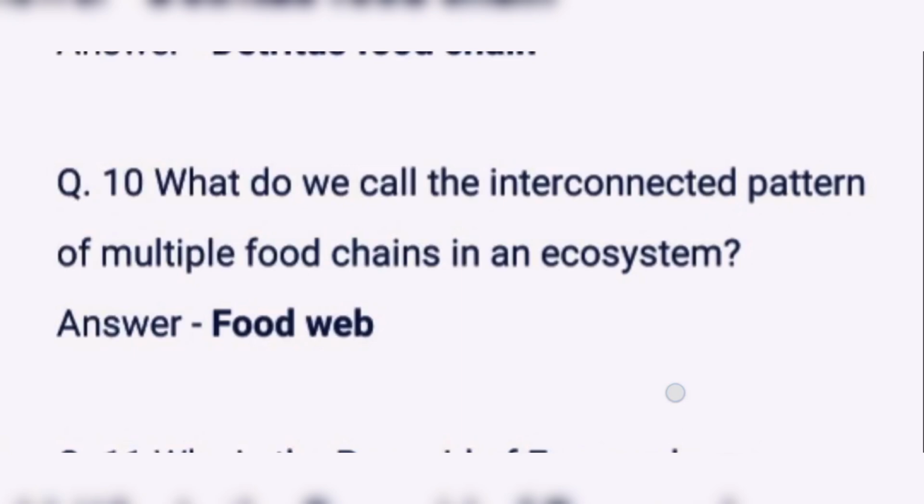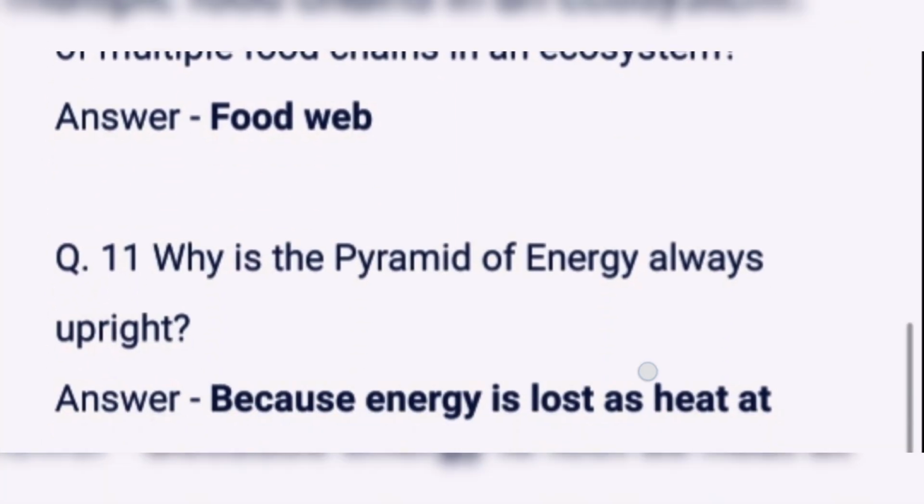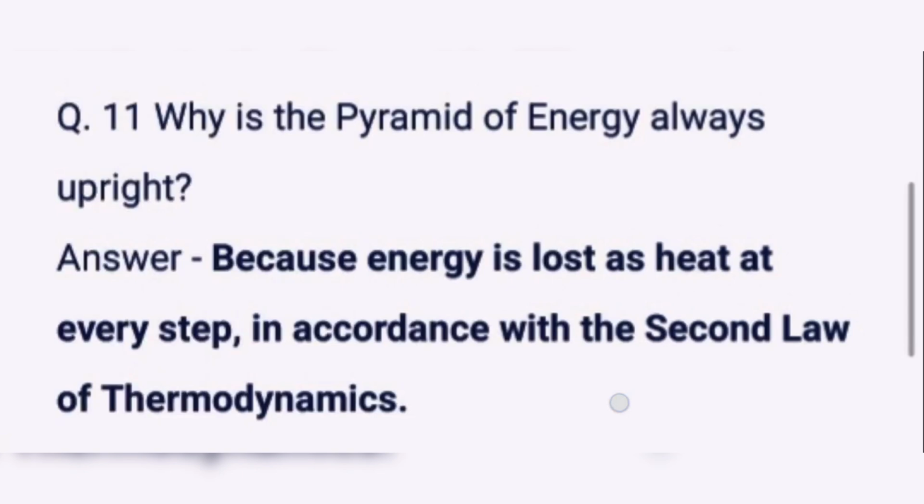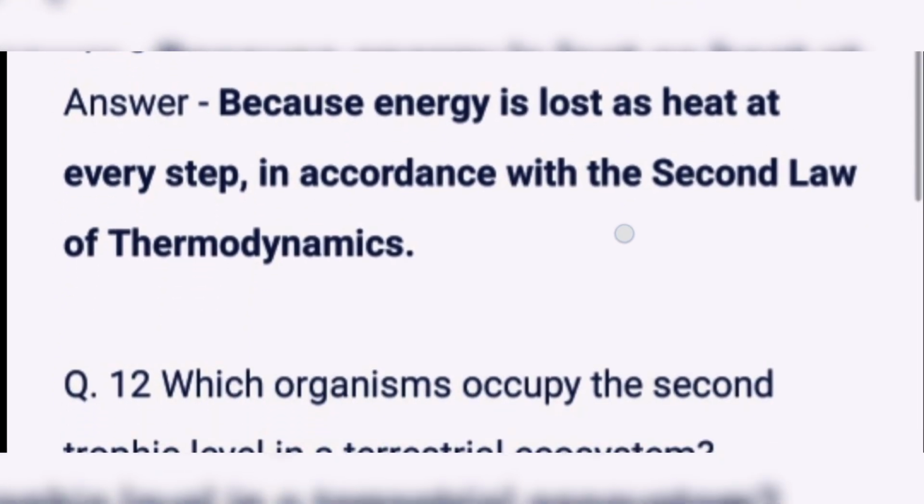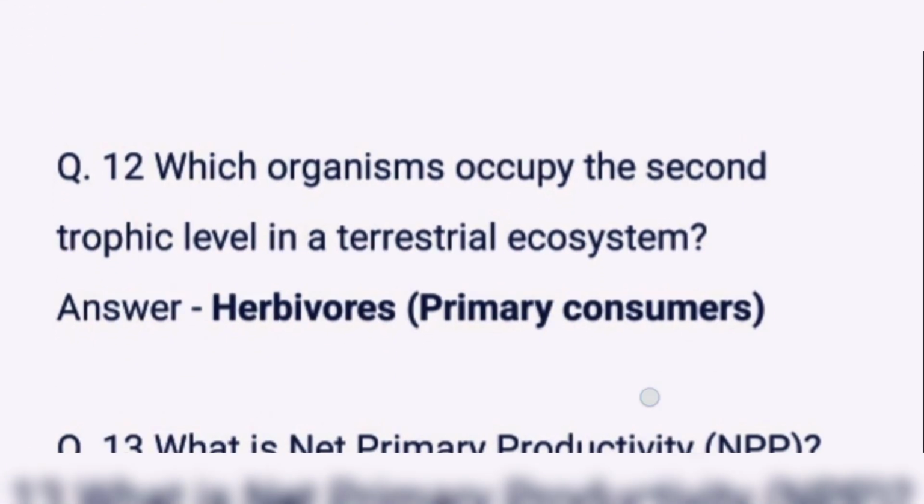What do we call the interconnected pattern of multiple food chains in an ecosystem? That is food web. Why is the pyramid of energy always upright? Answer is because energy is lost as heat at every step in accordance with the second law of thermodynamics. Which organism occupies the second trophic level in a terrestrial ecosystem? Answer is herbivores or primary consumers.